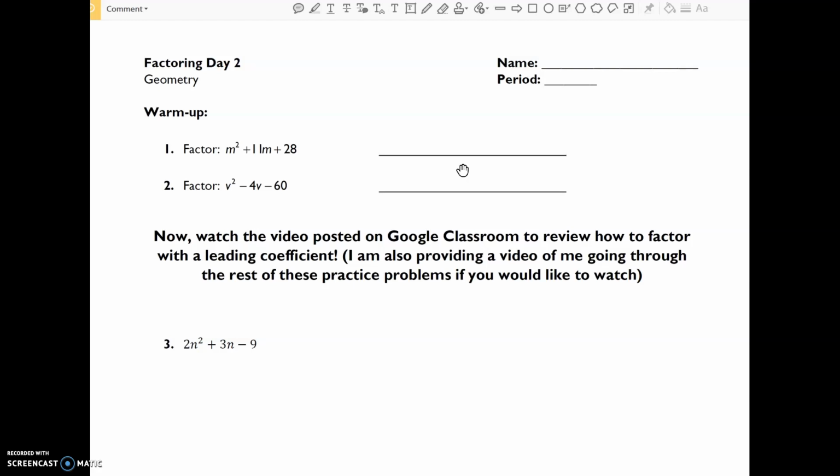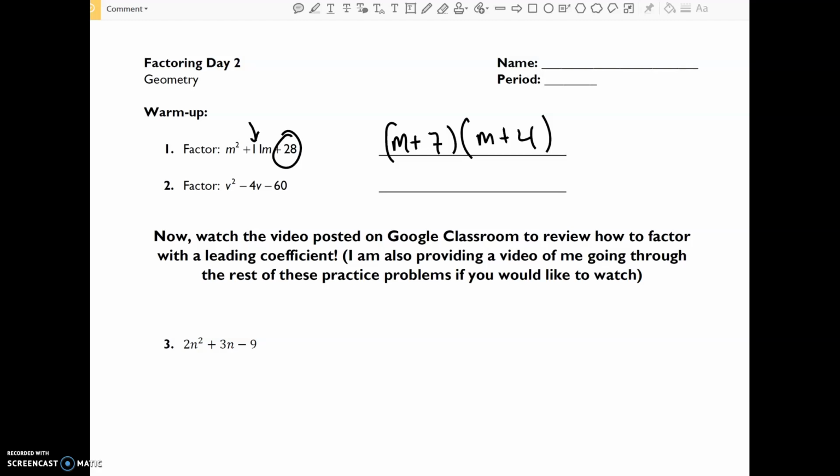For the warm up, we look at 28 and we think what two numbers multiply to 28 and add to 11. Those two numbers are 7 and 4. So that's the factoring there.